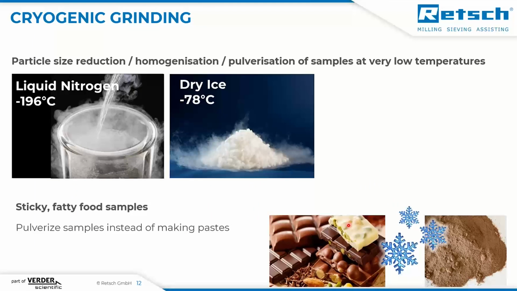And what is meant by cryogenic grinding? Cryogenic grinding is a particle size reduction or homogenization at very low temperatures. Here we are talking about minus 196 degrees when we are working with liquid nitrogen, or still pretty cold when we are working with dry ice, minus 78 degrees. So here, everything which is immersed or mixed with dry ice or immersed in liquid nitrogen gets deeply frozen, and then it doesn't stick anymore. So this is beneficial for sticky and fatty food samples, and then you pulverize the sample instead of making pastes at room temperature. For example, here with this chocolate.